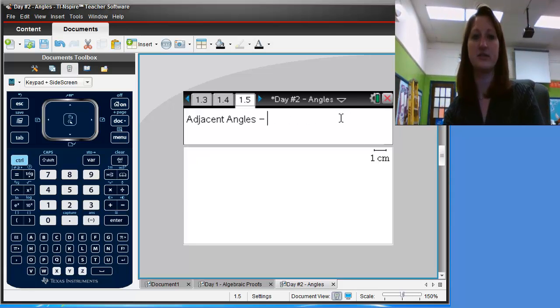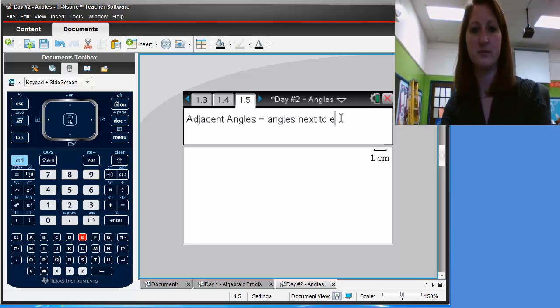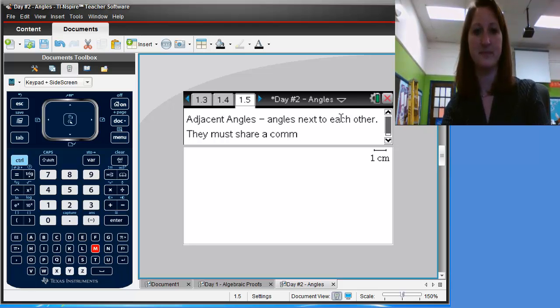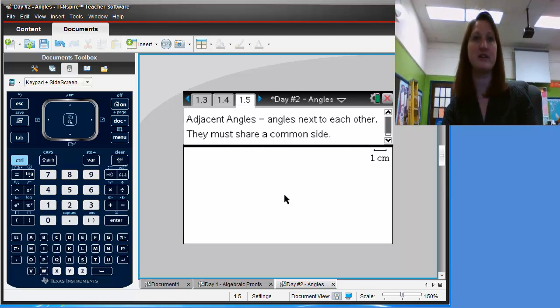Adjacent angles are angles that are next to each other. One thing to keep in mind is that they must, can't type today, must share a common side. So if you have angles that are next to each other, they have to have a side in common.